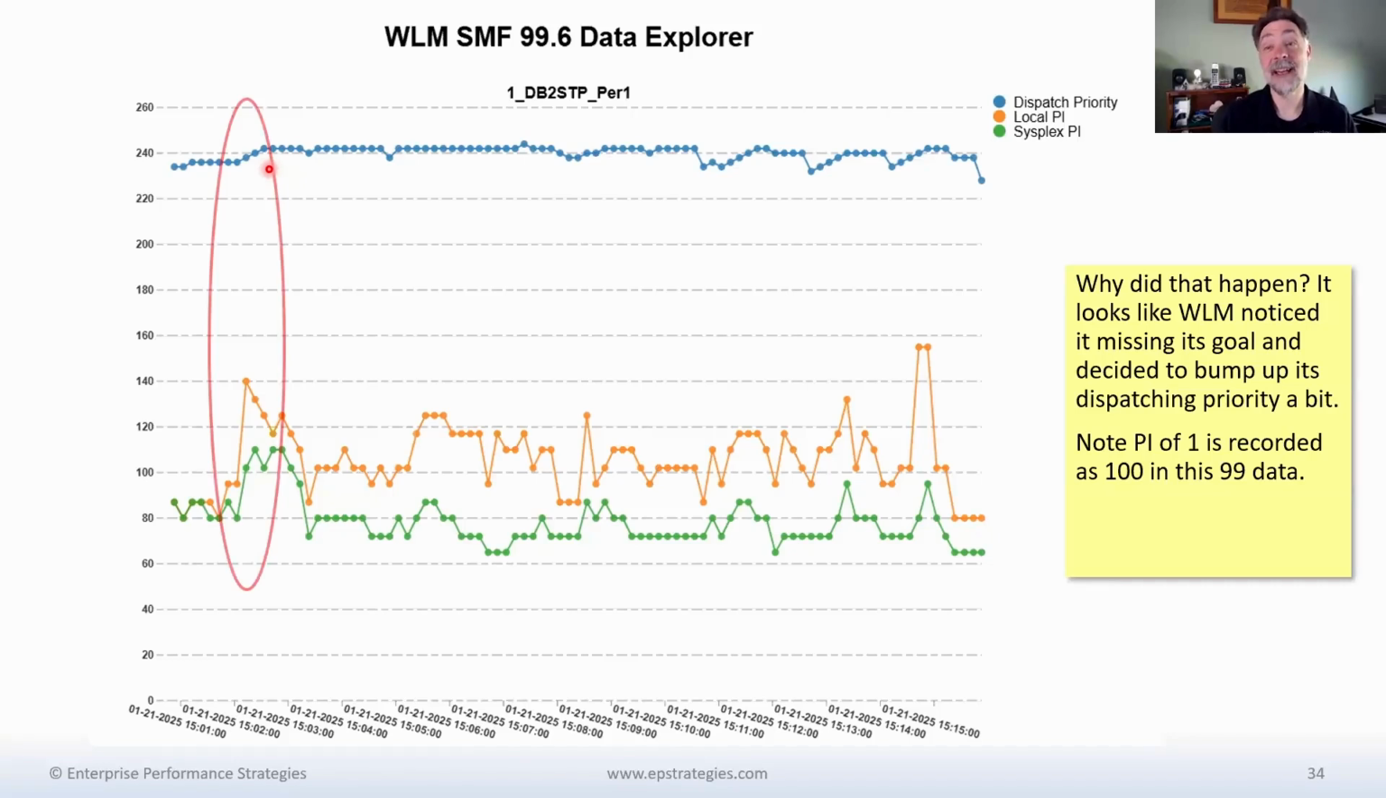So this is very nice. I love this because this is a great example of, look, WLM noticed the work is no longer meeting its goal, probably because that other work came in, as we saw, and then it bumped up the dispatching priority of this work to try and help it out.